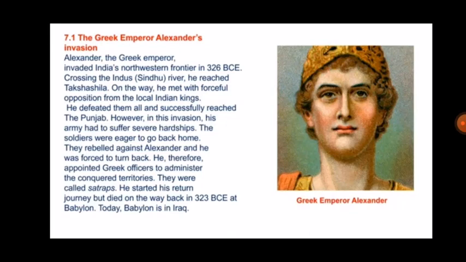He therefore appointed Greek officers to administer the conquered territories. He started his return journey, but died on the way back in 323 BCE at Babylon. Today, Babylon is in Iraq.